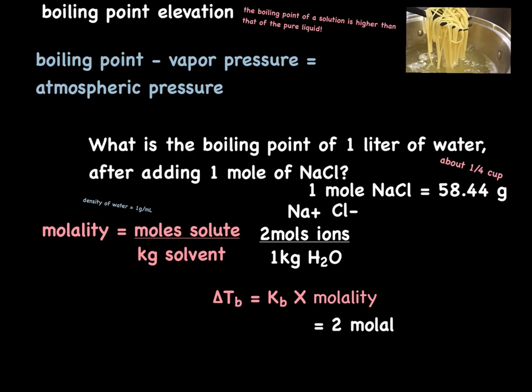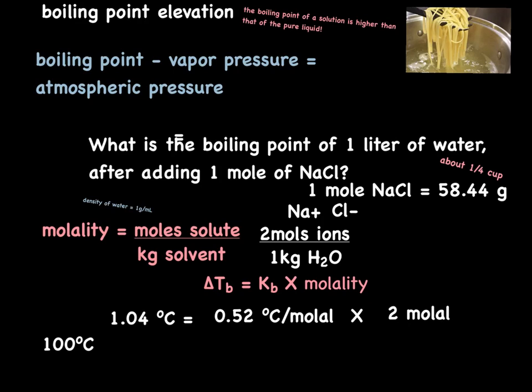Plugging that into our equation, the boiling point elevation constant for water is 0.52 degrees Celsius per molal. Plugging that into the equation, we're going to calculate a change in temperature in the boiling point. The boiling point of water is 100 degrees Celsius. We just calculated the change in the boiling point. And since it's boiling point elevation, we're going to increase the boiling point by 1.04 degrees Celsius, giving us a new boiling point of 101.04 degrees Celsius.